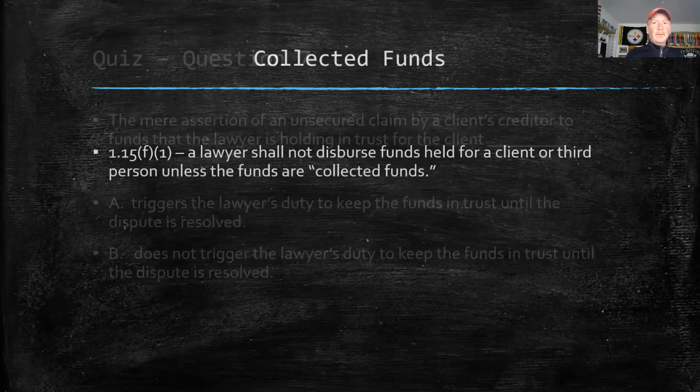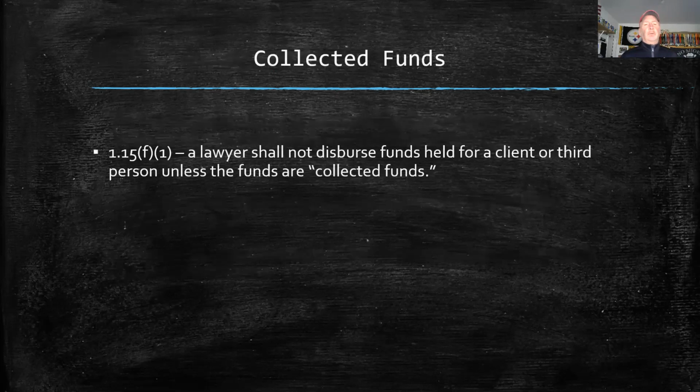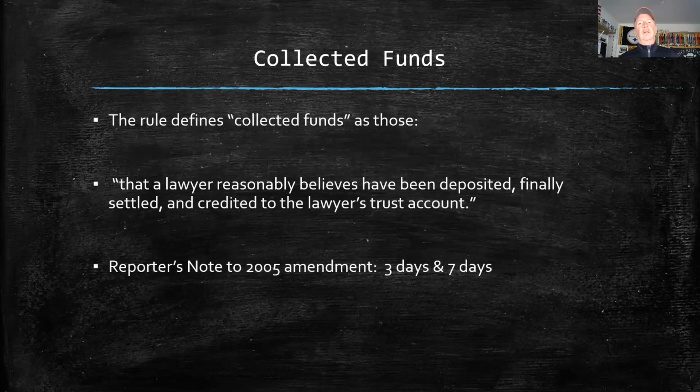Okay, here we go. The rule in Vermont, Rule 1.15F, adopted in 2005: a lawyer shall not disburse funds held for a client or third person unless the funds are collected funds. That's the actual term used in the rule. What are collected funds? Well, the rules define collected funds as those that a lawyer reasonably believes have been deposited, finally settled, and credited to the lawyer's trust account.